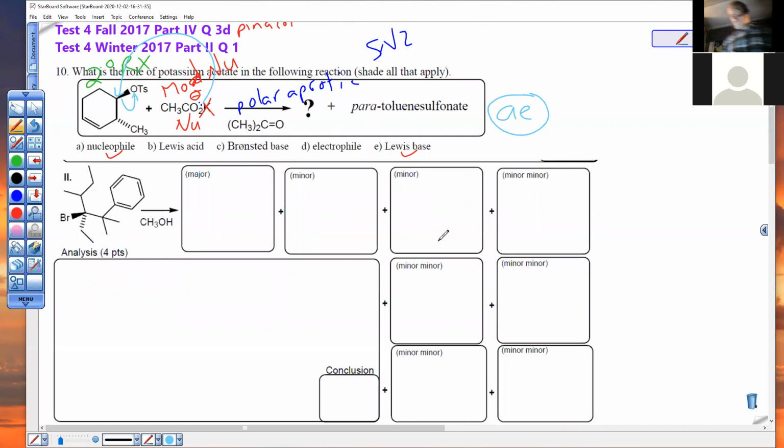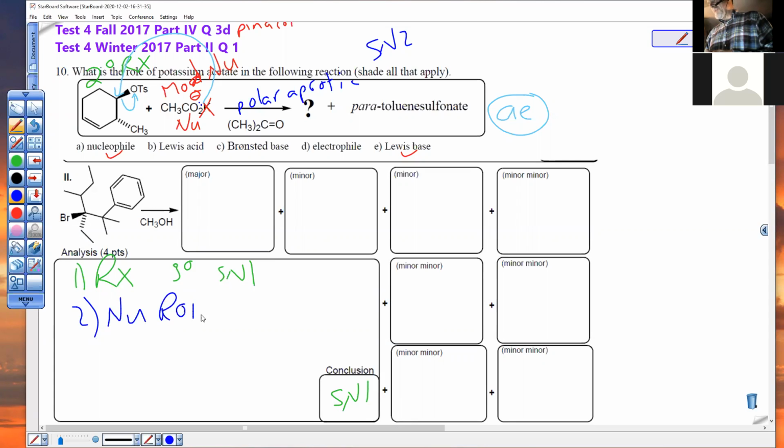And this one, we had requests for this one and one very similar with the same number of products. So I'm only picking this one. Your analysis, Rx is tertiary, SN1. I don't see a strong base around for an override. But don't stop your analysis there. Nucleophile, ROH, poor. Oh, this is SN1 all the way.